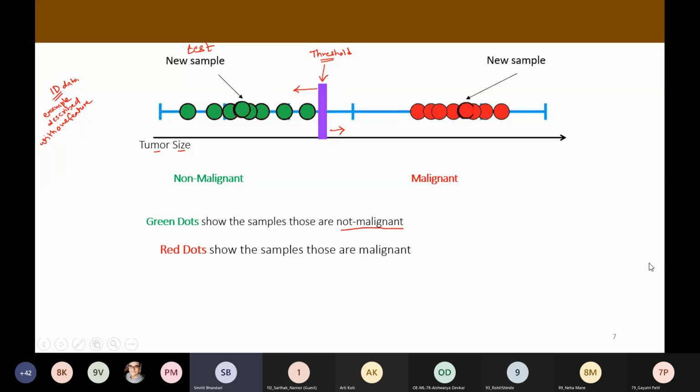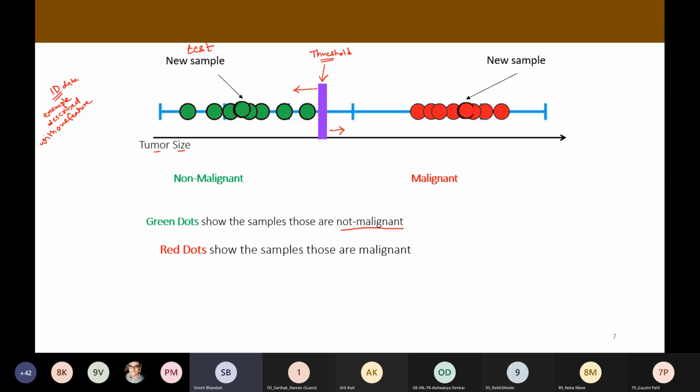Yes. Fine. So, all the samples that are towards the left-hand side of our threshold or decision boundary, we are designating those samples as non-malignant, and the samples that are towards the right-hand side, meaning the size of the tumor is greater than the threshold, we are going to designate as malignant samples.